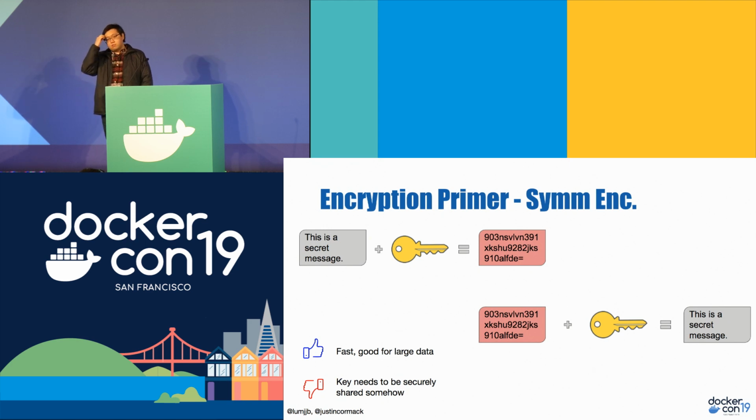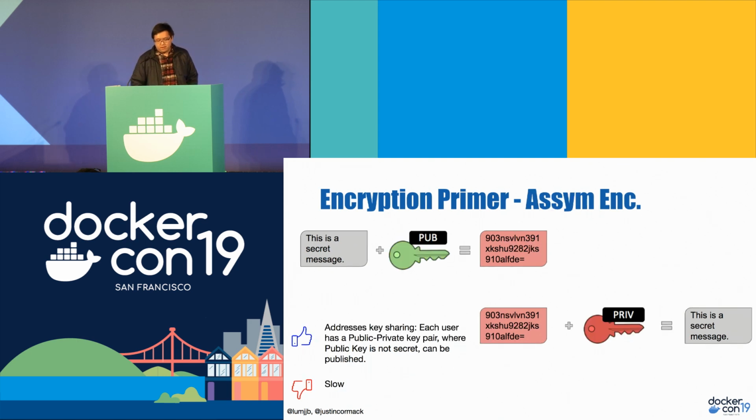So there are some challenges in being able to share this key, because the key is secret. We need some way to communicate the key to the recipient securely. And this is where asymmetric encryption comes in.